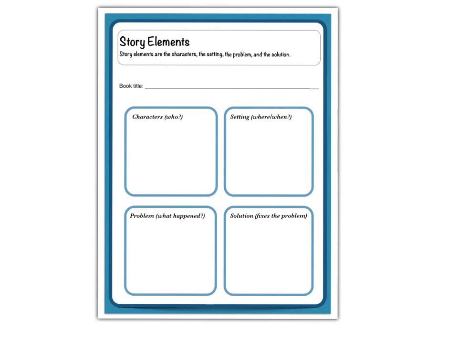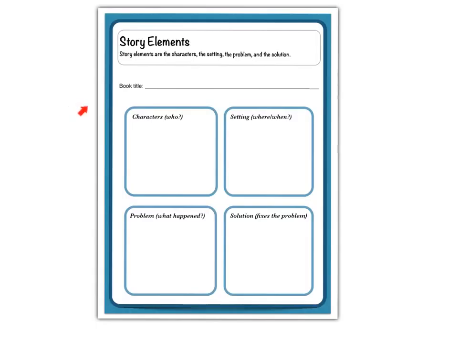Here's the graphic organizer for identifying the story elements. The story elements are the characters, that's who's in the story; the setting, where and when the story takes place; the problem, what went wrong; and the solution, the fix to the problem. Being able to identify the story elements helps you to better understand the story.